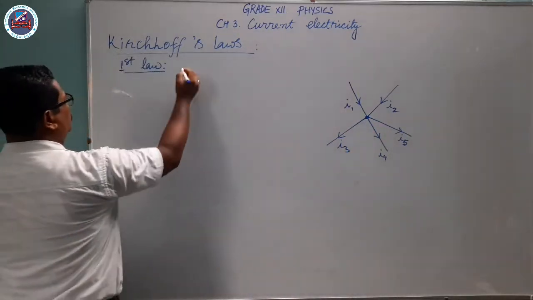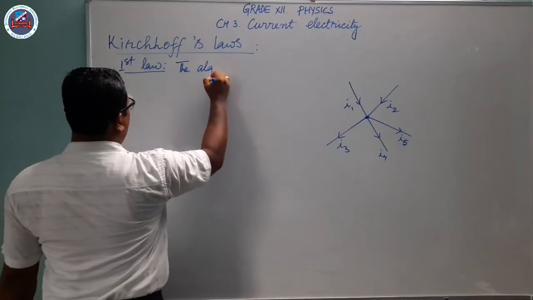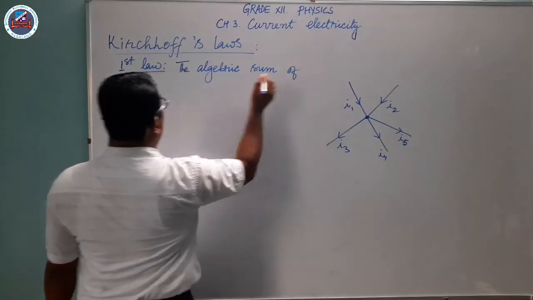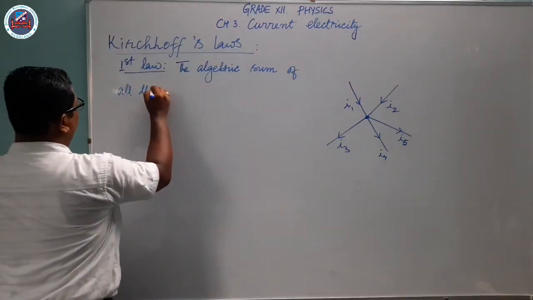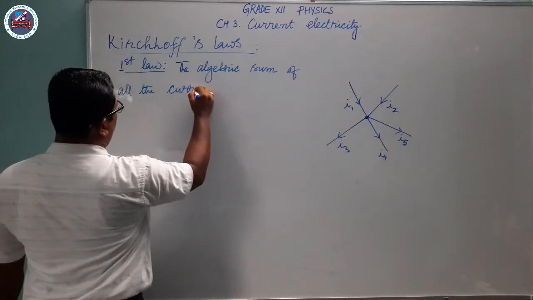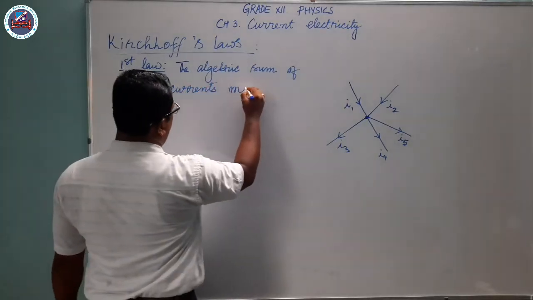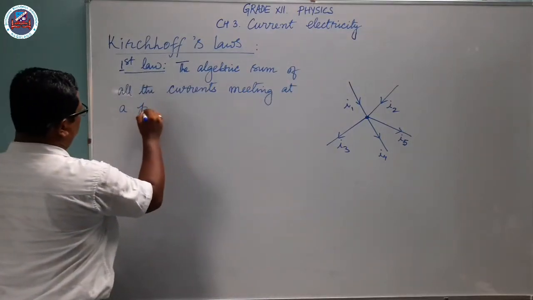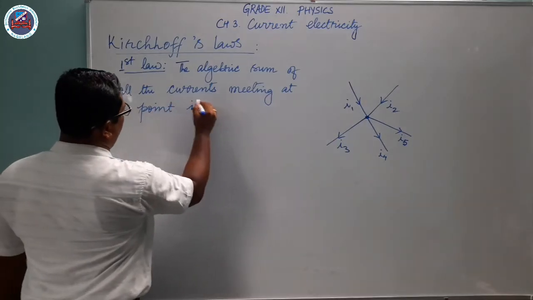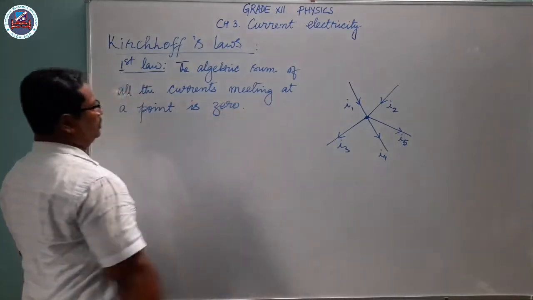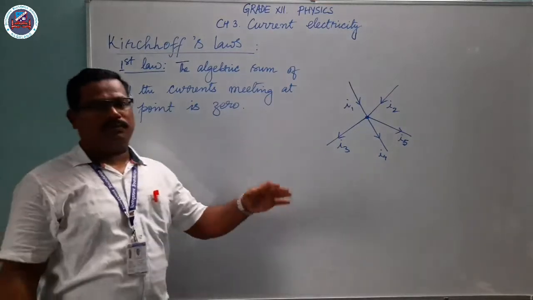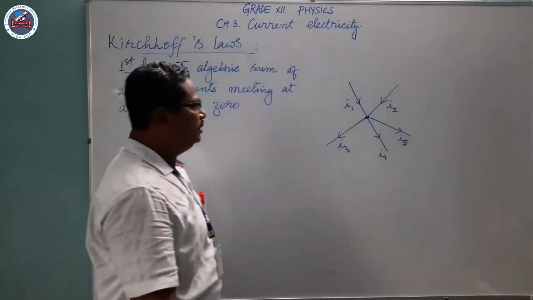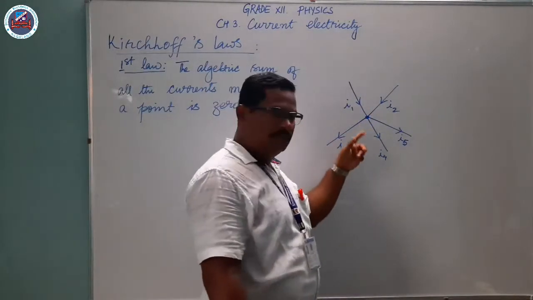So I'll write on the law: the algebraic sum of all the currents meeting at a point is 0. The flow of current is the flow of charge, so it will always remain conserved. Here, if you do the net sum, we use a sign convention.